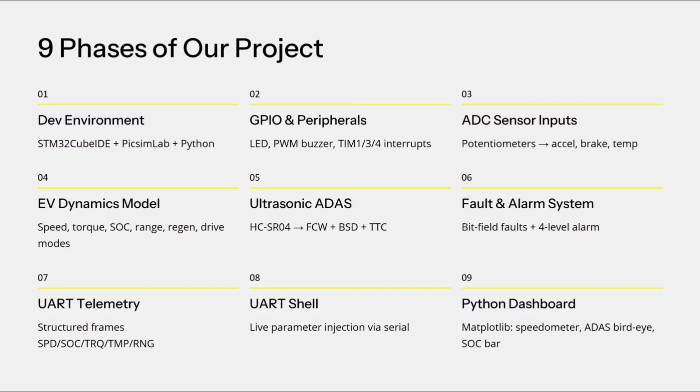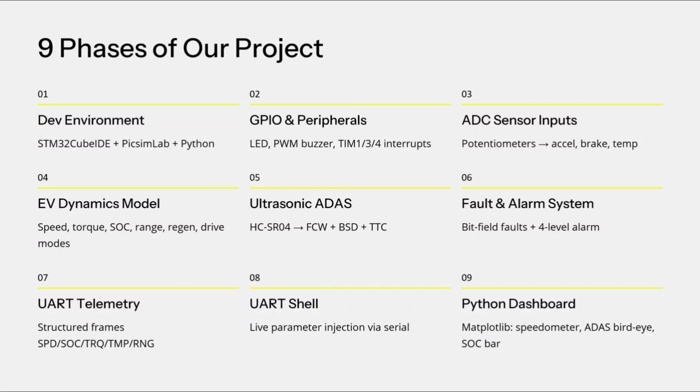And then in Proteus we get UART, and we send that data using the UART protocol to the Python dashboard, our main dashboard, which is visible to humans. Even people without technical knowledge can understand through that EV dashboard. And then we have GPIO peripherals, buzzers, timers, interrupts, LEDs, and sensor inputs. Here we are using software, right? We have not implemented it on cars, right? That's why we are using potentiometers as an accelerator pedal, brake pedal, and temperature pedal.